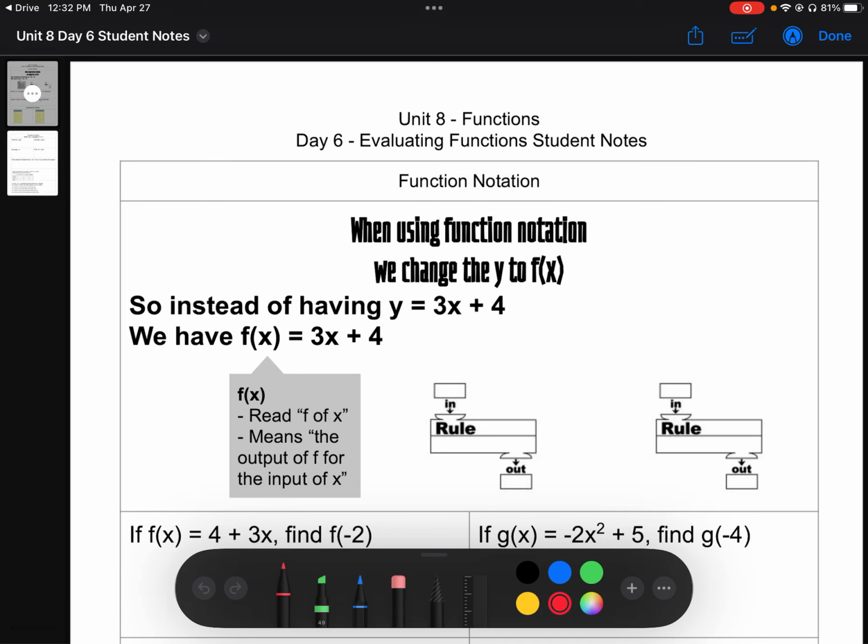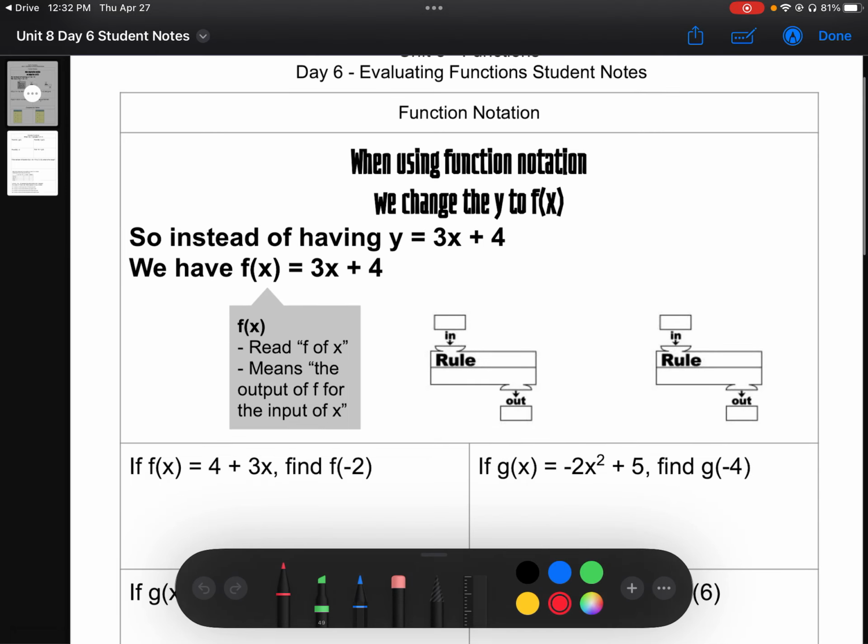All right, today's Unit 8, Day 6, and we're talking about evaluating functions. We've been doing this for quite a while. So when we are using function notation, we typically use f of x. Function starts with the letter f. x is somewhere in the equation itself.